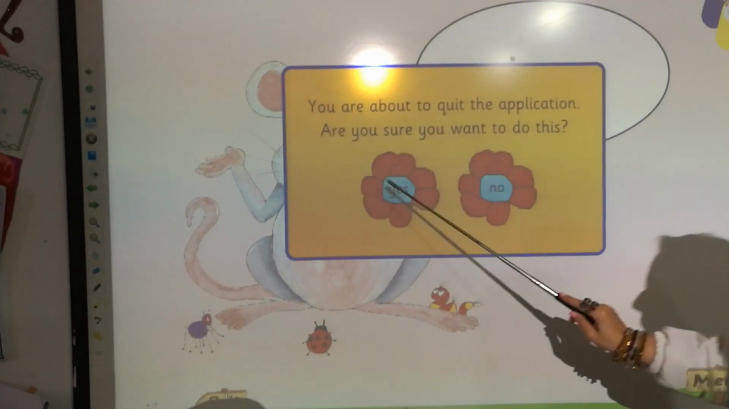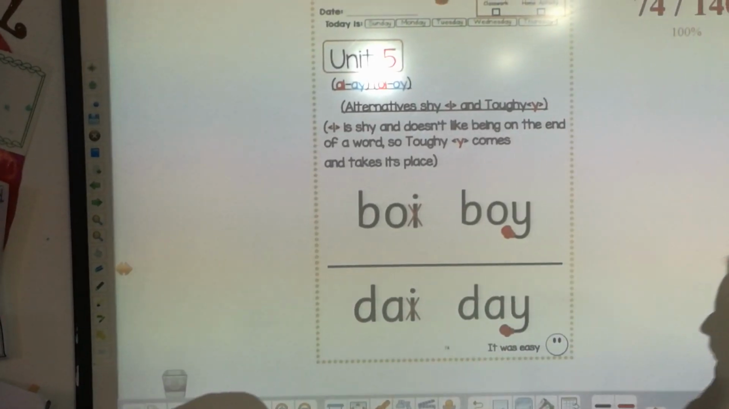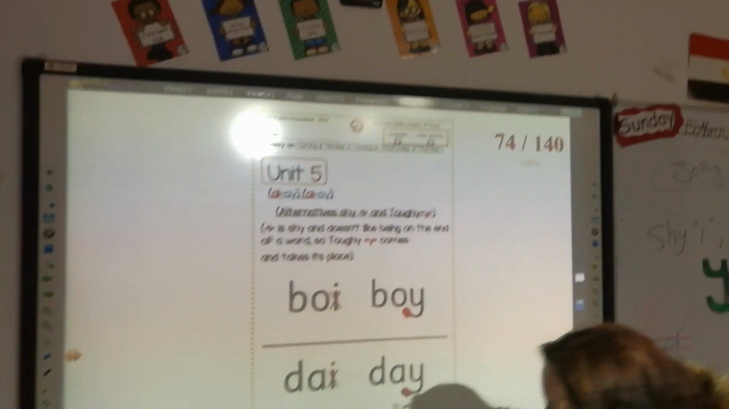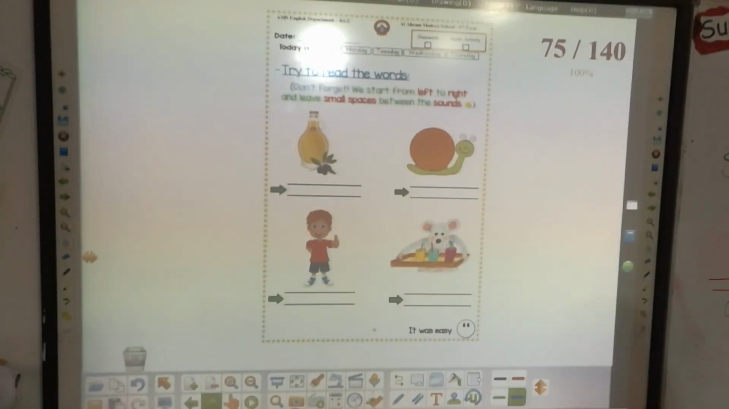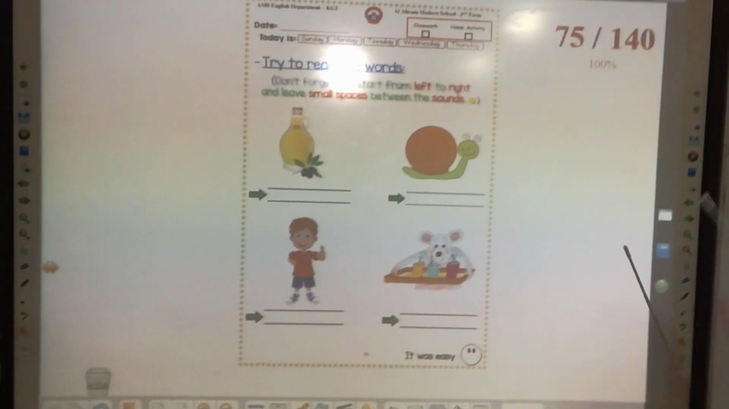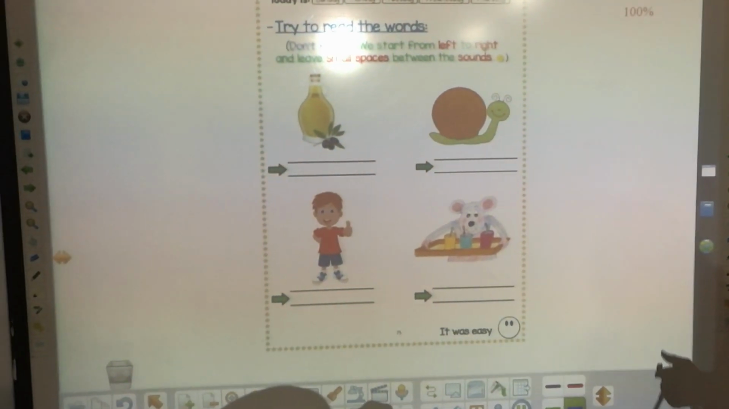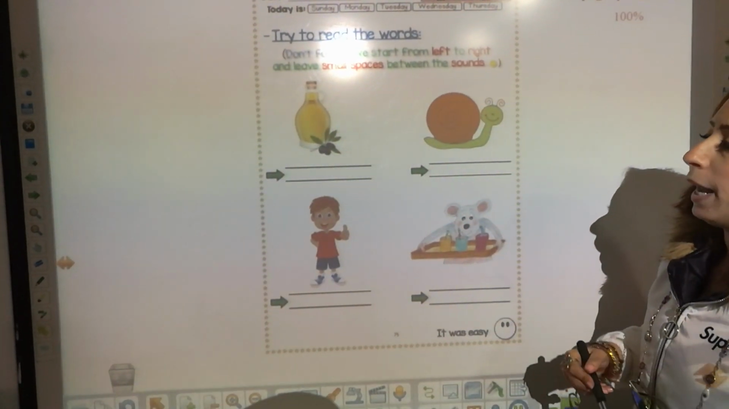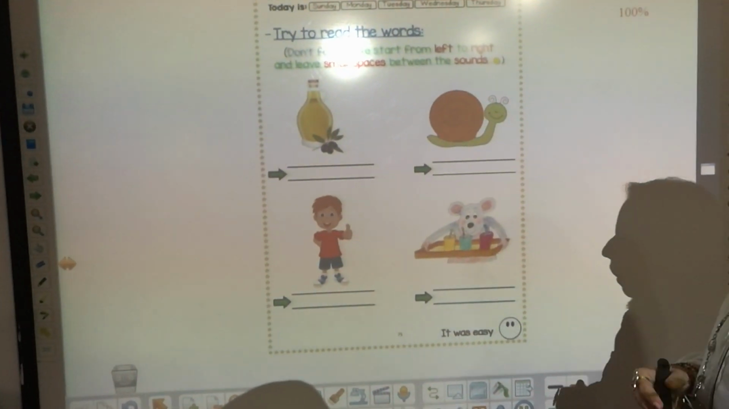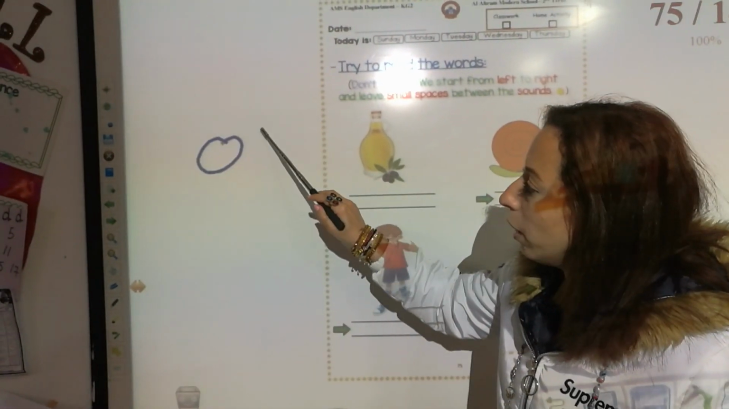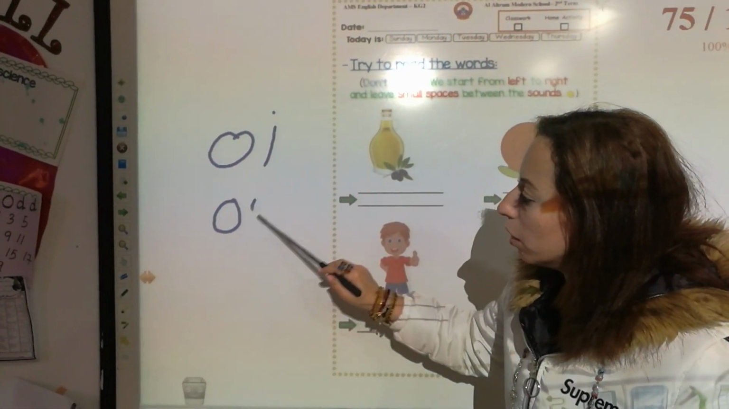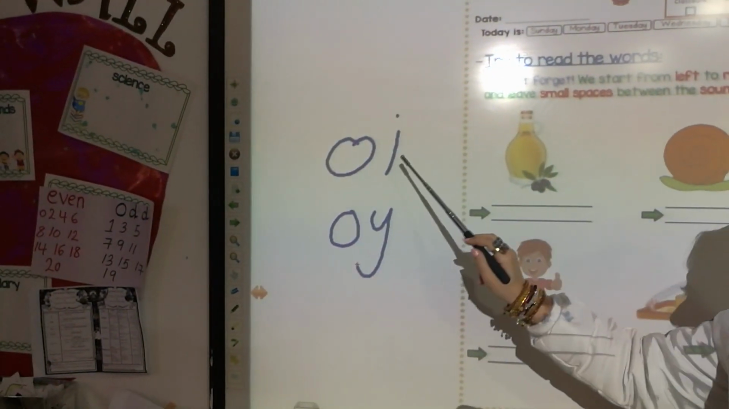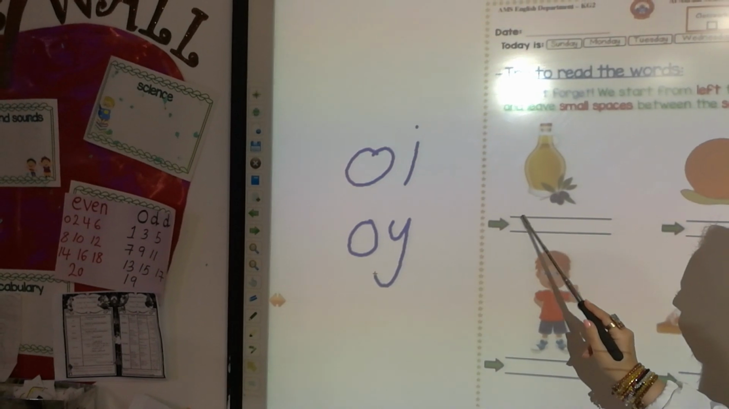And now let's practice in our booklet. Page 75. Look at the picture and try to write the word. This picture is oi, oi, l. I have sound oi at the beginning. So can I write it oy like this or oi like this? It's at the beginning, so it will be the normal oi. Oi.